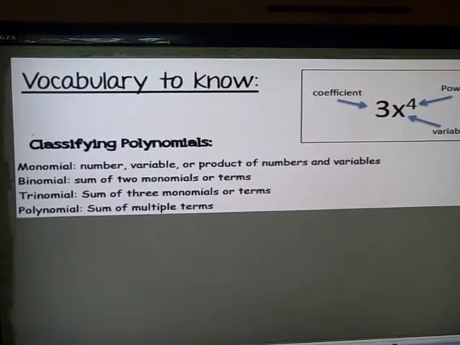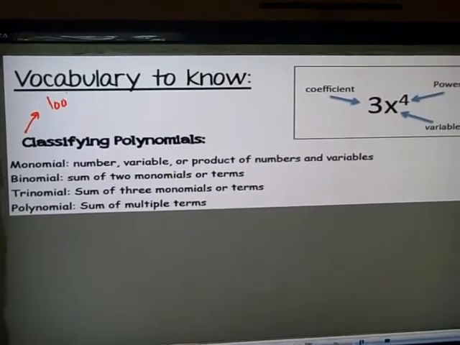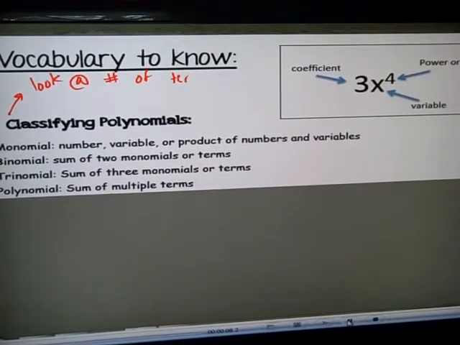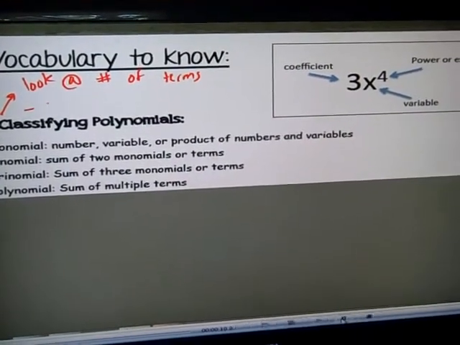Classify polynomials by the number of terms. 1 term is a monomial, 2 is a binomial, 3 is a trinomial. 2 or more terms can be classified as a polynomial.